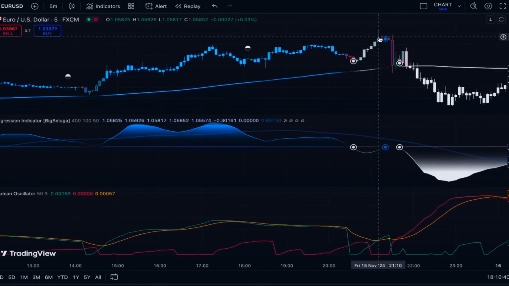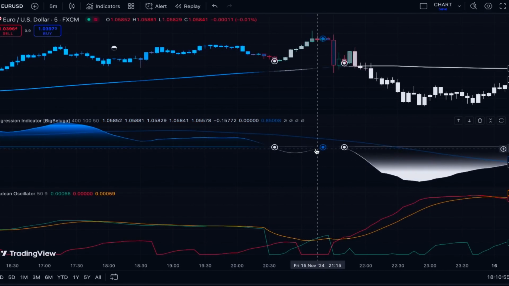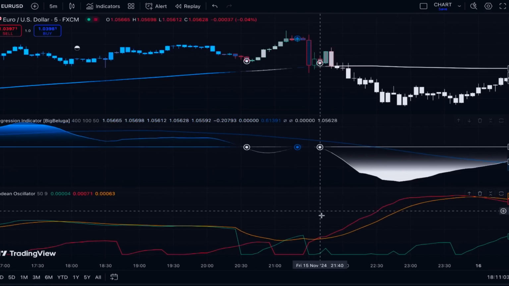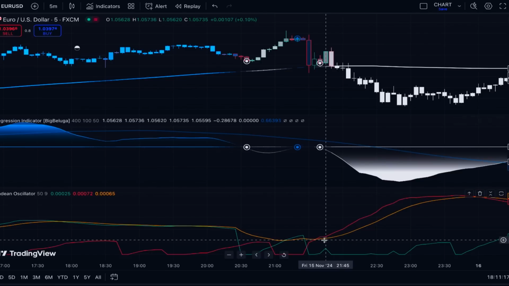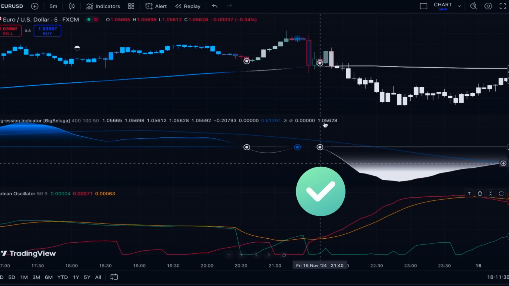But for example, this buy signal that we have here, this is not confirmed because as you can see, the regression oscillator is below the center line. And when the red line crosses above the orange line, the regression oscillator should be below the center line. Here you can see that at the same time, we had also the regression oscillator closed below the center line. So this sell signal here is also confirmed.